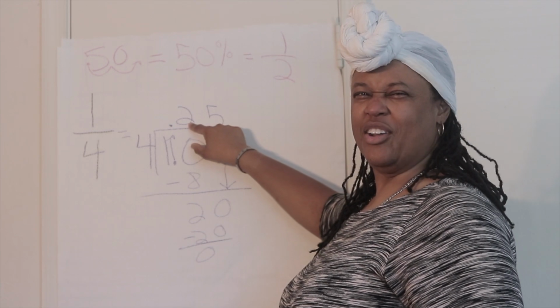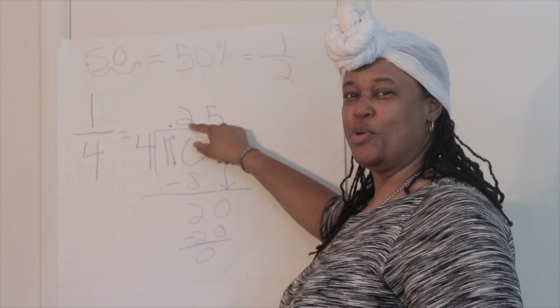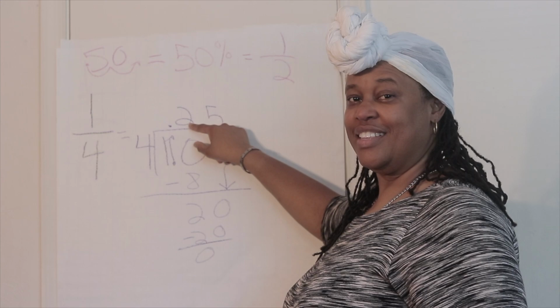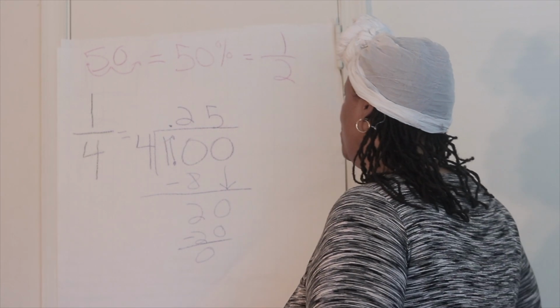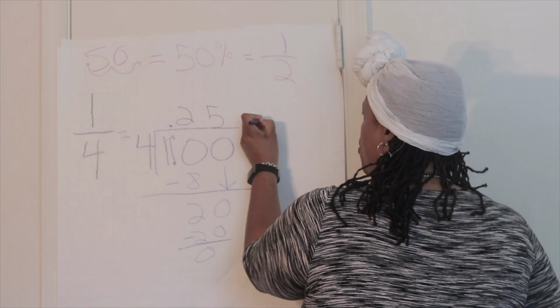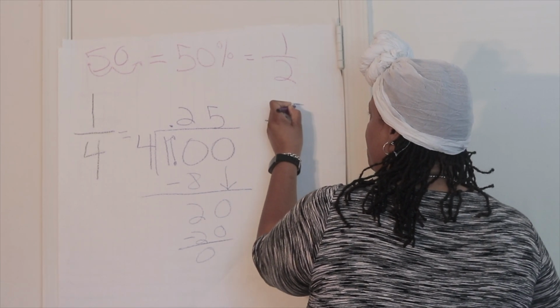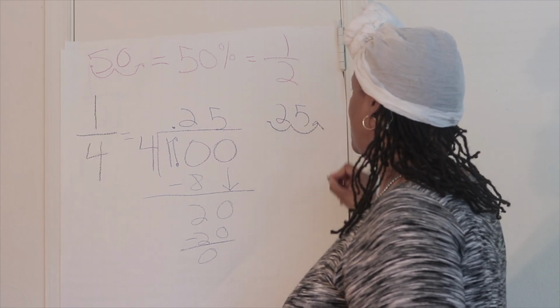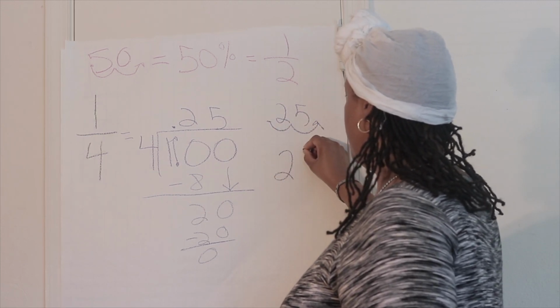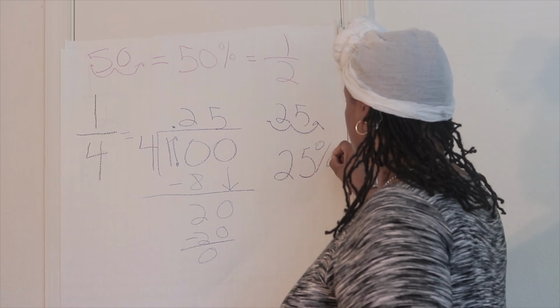Do you remember how to change the decimal into a percent? Move the decimal 2 places to the right. So 0.25, after I move the decimal 2 places to the right, becomes 25%. Okay, let's do a review of fractions, decimals, and percents.